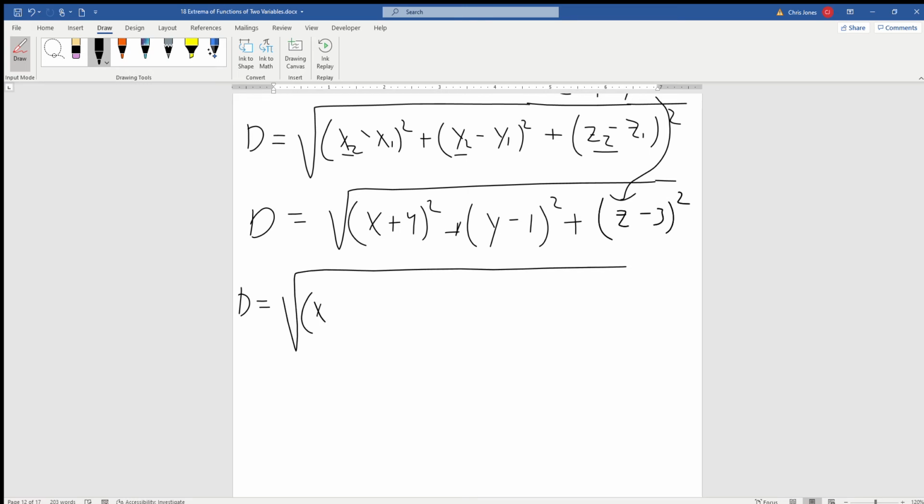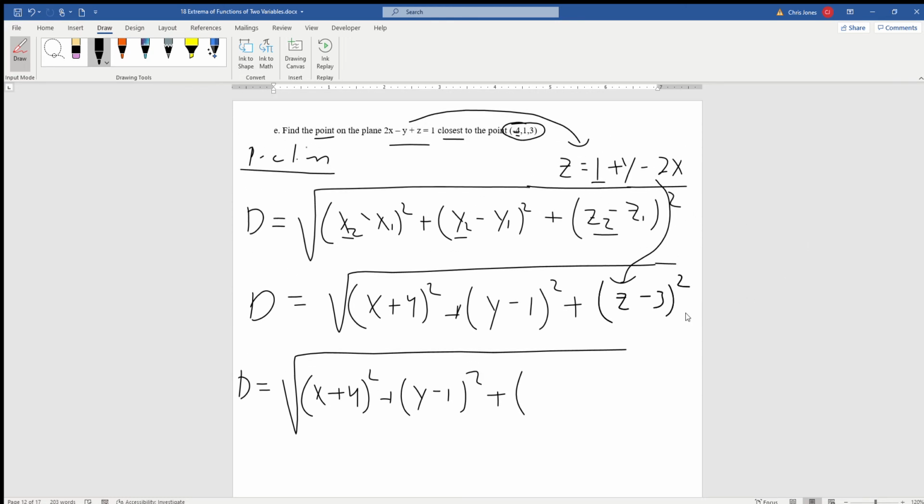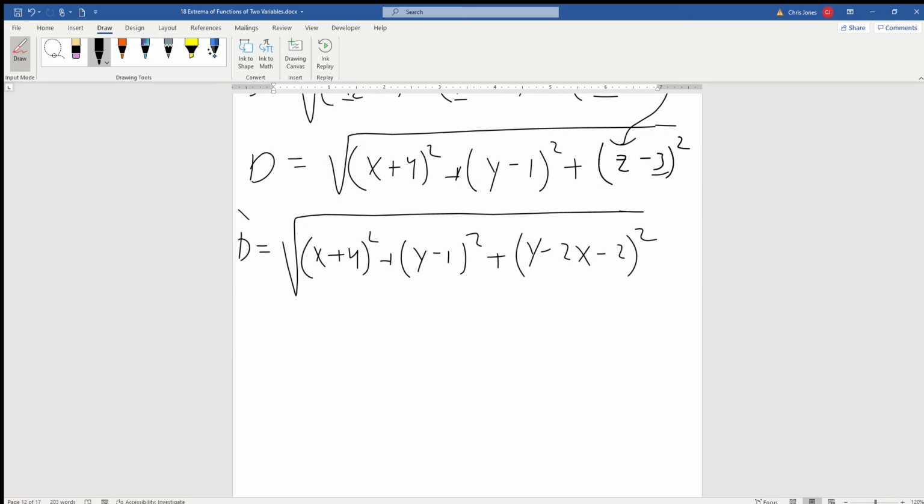So that's going to be (x plus 4) squared plus (y minus 1) squared plus, now if we substitute, we have 1 minus 3, so that's going to be a -2. So we're going to get (y minus 2x minus 2) squared. That's the function that we're trying to optimize. Unfortunately, finding the derivative and then finding the critical values of that might be rigorous. Not impossible, but fairly rigorous.